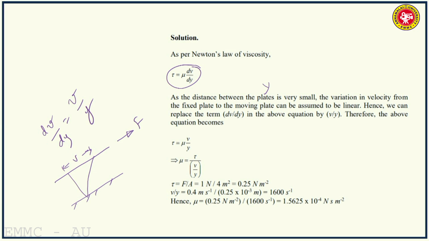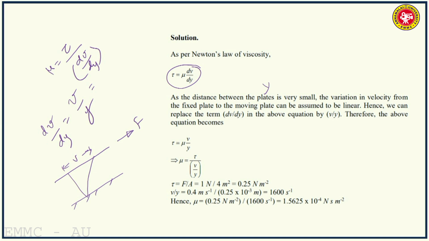So dV over dy can be replaced by v by y. Now v, we know that is... so therefore mu is equal to tau divided by dV over dy. So tau is F by A, F over A.